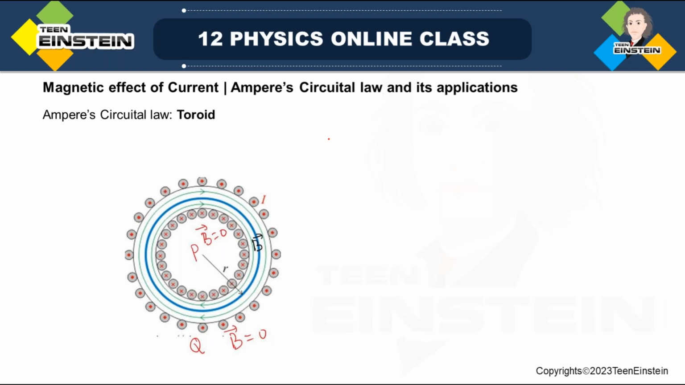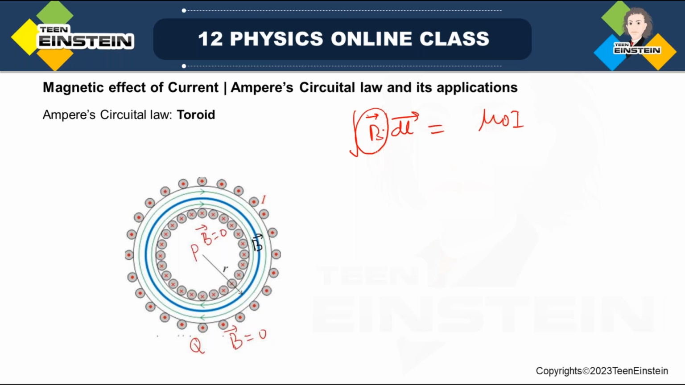Ampere's circuital law states that the line integral of the magnetic field, closed line integral or maybe open also, so we'll write just line integral. Line integral means B dot dl. This will always be mu 0 I, where I is the current enclosed by the Amperian loop, as we have discussed earlier.